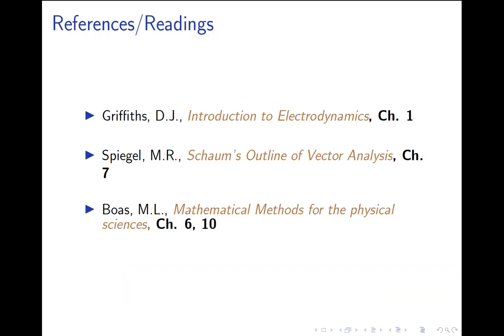Okay, so the references for this class: Griffith's chapter 1 contains everything that I've been talking about. People who are looking for a bit more detail can look up the Schaum's outline of vector analysis by Spiegel, chapter 7 in particular. And of course, Emil Bohr's mathematical methods for physical sciences. Chapter 10 contains the discussion on curvilinear coordinates.